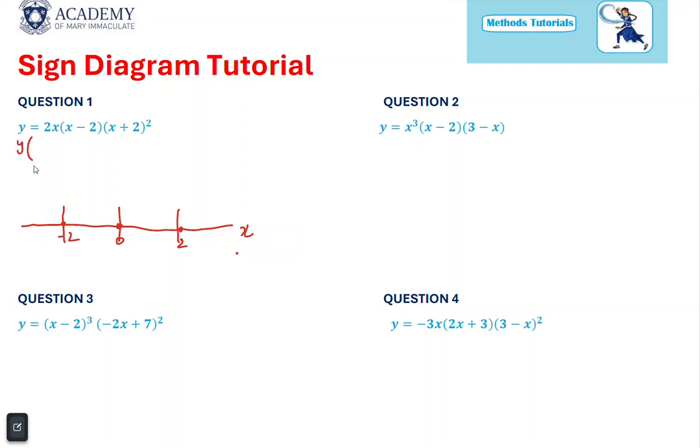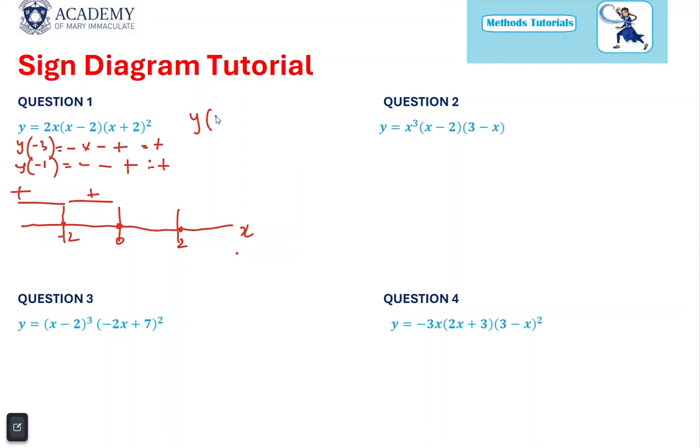So y of -3 will be negative times -3, -5, negative, and that's always going to be positive because it's squared. So it's going to be negative times positive, which is a positive. So we're going to be up here in the positive when x is less than -2. In between -2 and 0, -1, that will be negative, that will be negative, and that will be positive. Therefore, we have a positive, and we're still up here in the positive.